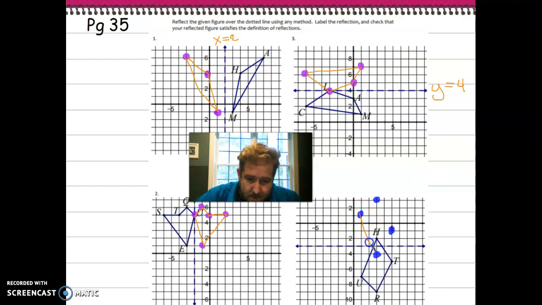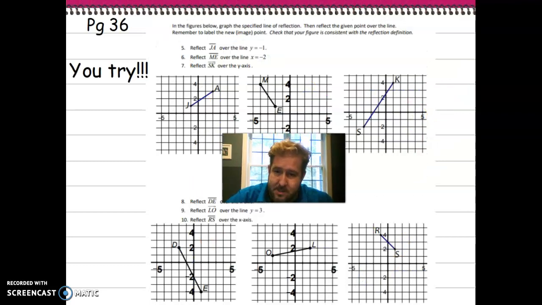So what ends up happening, since we have points on both sides of the line of symmetry, is the reflection ends up being on top of itself by a little bit right here, because it was only that point H that was on the other side.